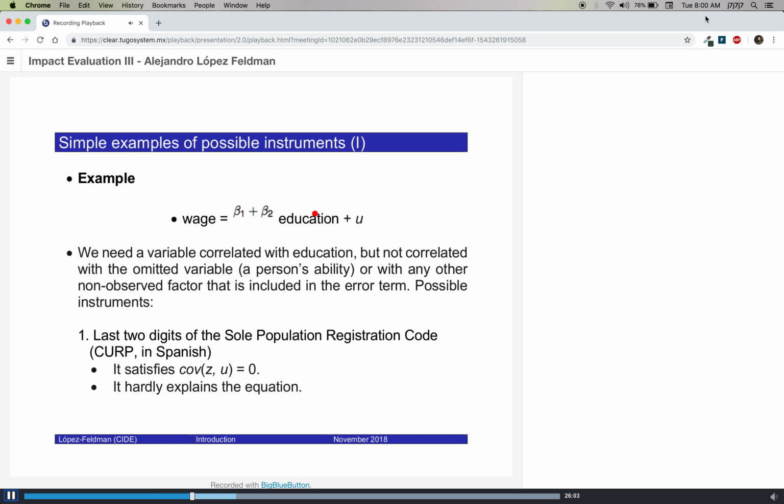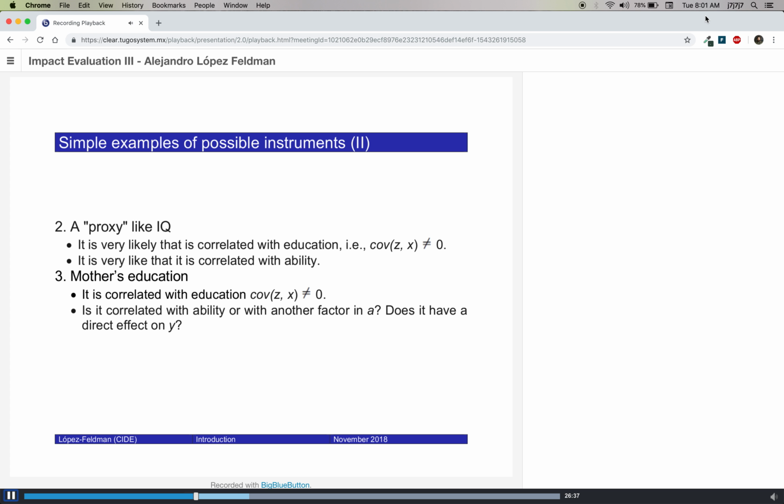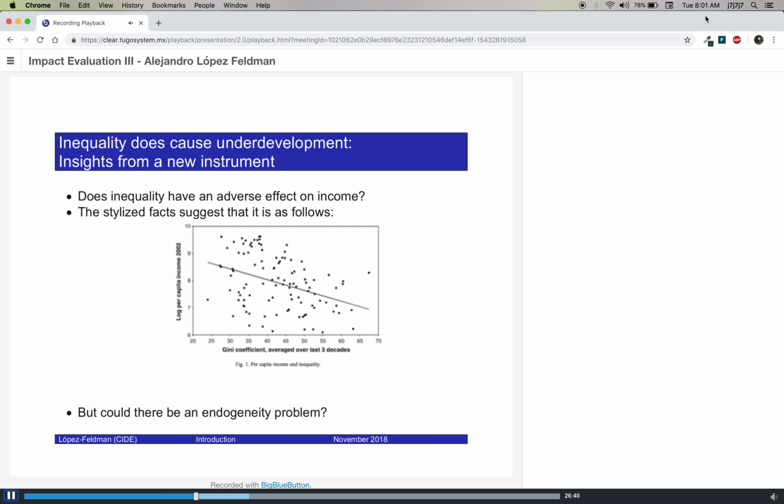So another example, a real example, because this is a research article trying to solve a deep or fundamental question regarding economic development. So this question has to do with this doubt regarding inequality, if inequality has a negative effect on economic development. So this is a very important question in development economics. If inequality has a negative effect on income.